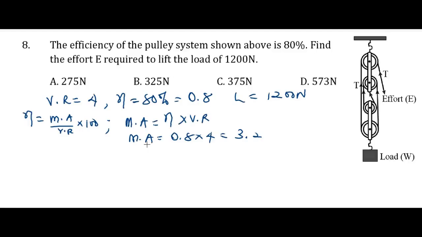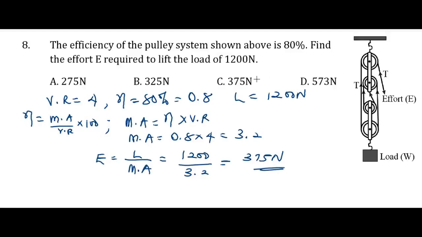Now, why do I need to find mechanical advantage first? Because I know that mechanical advantage is the ratio of load to effort, and effort is what is required of us to find. And I know that once I know the MA, I can know the effort. So effort is load over mechanical advantage. So what is load? 1,200. Mechanical advantage 3.2. And this will give us 375 Newton. Therefore, option C is the correct answer.